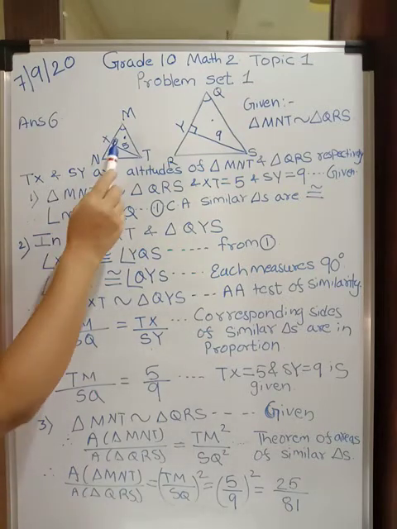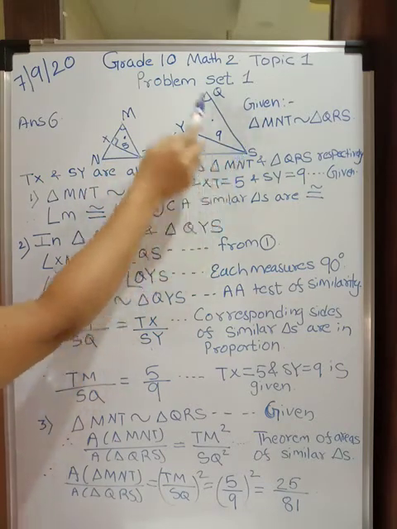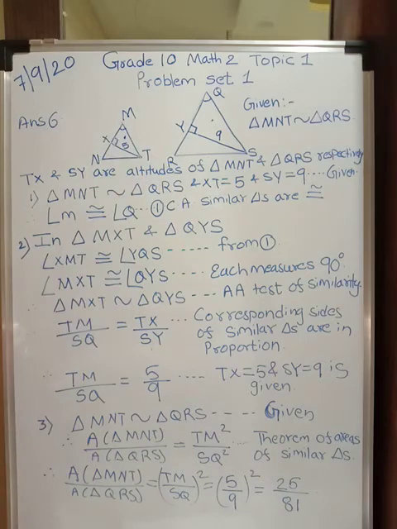Only you have to prove that these two triangles are similar. And this ratio is equal to TM upon SQ. Once you get TM upon SQ, you can write their square is equal to the ratio of areas of two triangles. It's as easy as that.